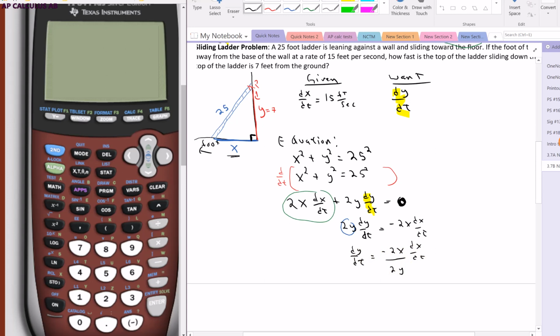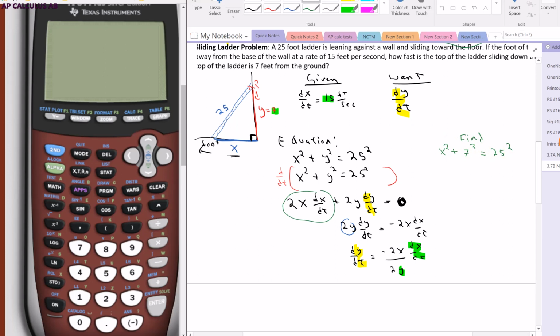And at this point, we have solved for what we want, but we want a number here, so our goal is to plug things in. Some of this we already know. For example, we know that dx/dt is 15. We also know that y is 7, they give us that, so I can put a 7 there. But we don't know what x is yet, so we need to do some other math to figure out what x is. And the math involved there is simply using the Pythagorean theorem with the given values.